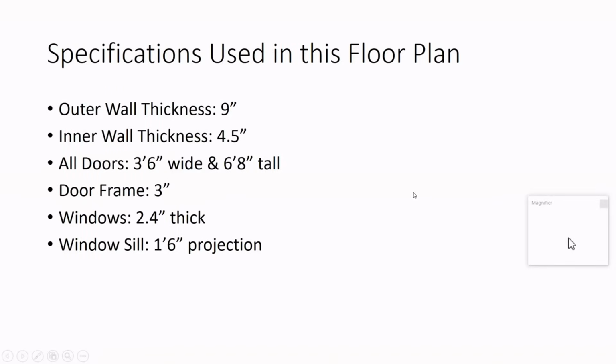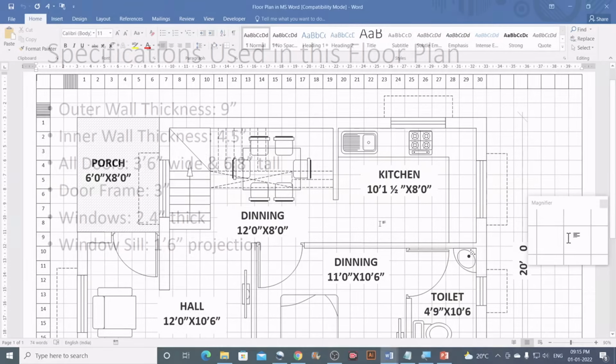Now before we start to draw the plan, let us have a look at the specifications used in this floor plan. The outer wall thickness is 9 inches, inner wall thickness is 4.5 inches, all doors are 3 feet 6 inches wide and 6 feet 8 inches tall. The door frame is 3 inches, windows are 2.4 inches thick, window sill is 1 feet 6 inches projection.